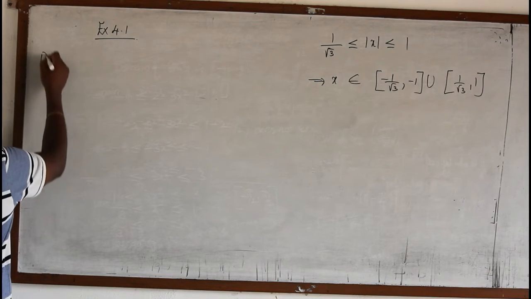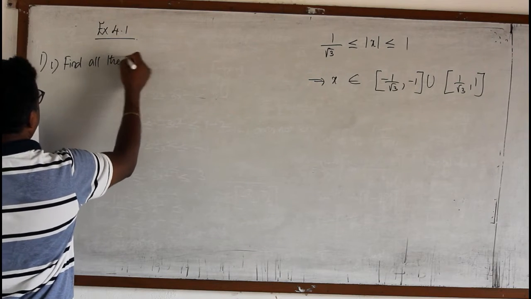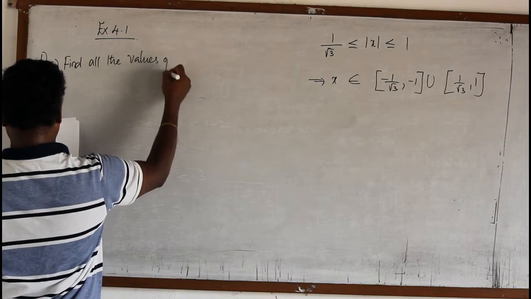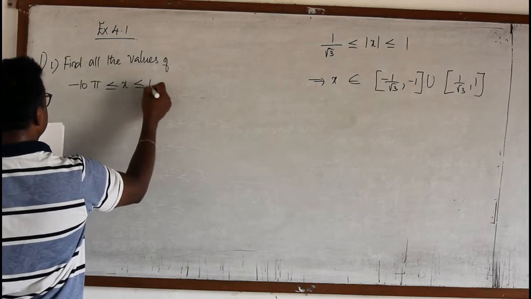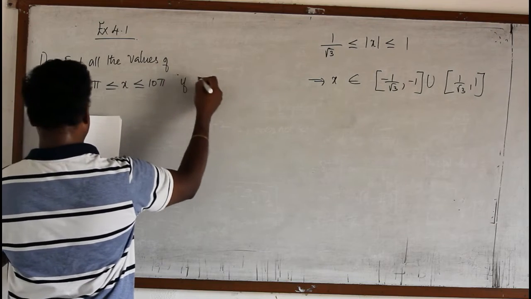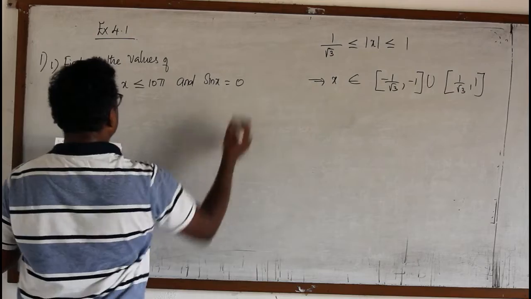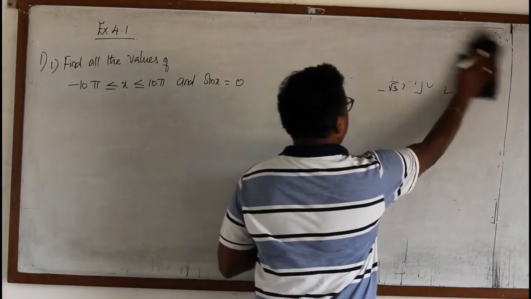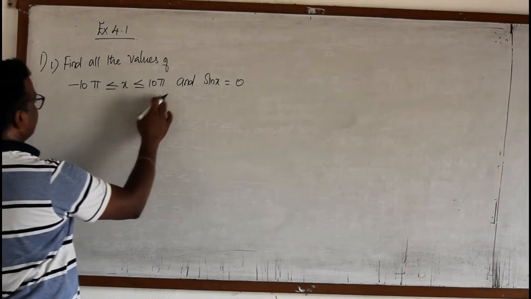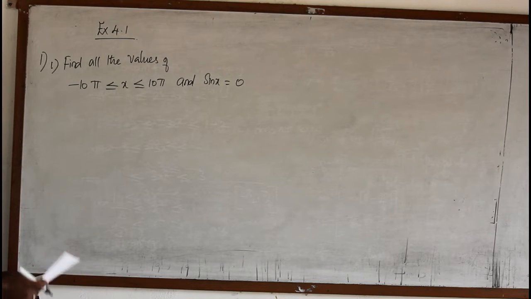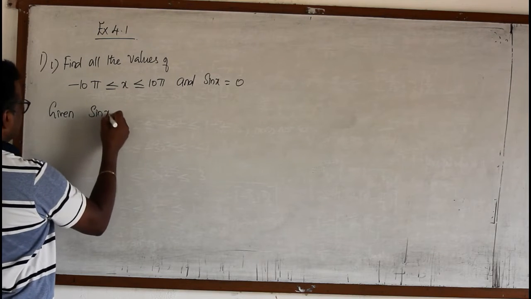First one, under one first subdivision. Find all the values of x, where minus 10 pi is less than or equal to x, less than or equal to 10 pi, if sin x is equal to 0. I have to find all the values from minus 10 pi to 10 pi with sin x equal to 0. Now, for starting, they gave sin x equal to 0.